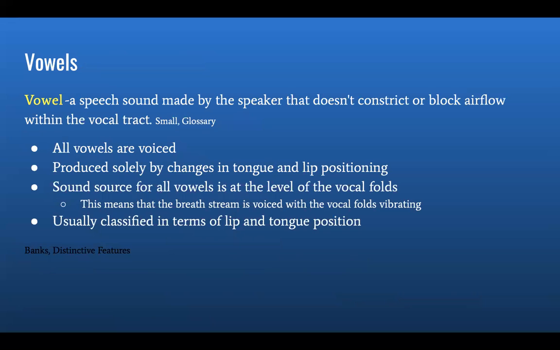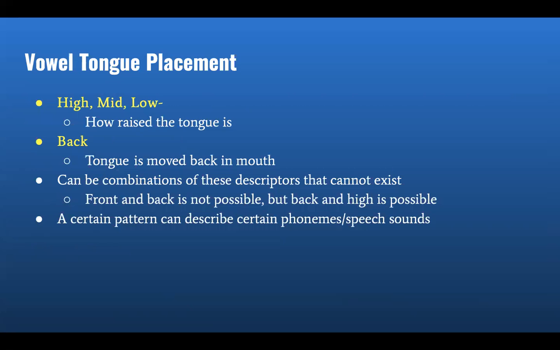Now we're going to talk about vowels. Vowels are a speech sound made by the speaker that does not constrict or block the airflow within the vocal tract. All vowels are voiced, and they are produced solely by changes in tongue and lip positioning. The sound source for all vowels is at the level of the vocal folds. So this means that the breath stream is voiced with the vocal folds vibrating. We usually classify vowels in terms of lip and tongue position, which is not the same for consonants.